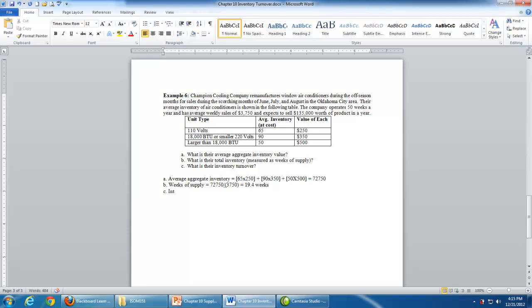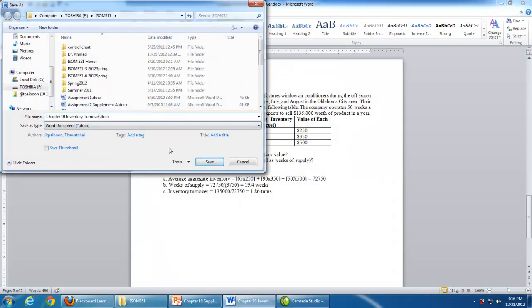Now let's look at inventory turnover. You might expect that the turnover will not be very good. It is equivalent to sales of 135,000 divided by average inventory, which is about 1.86 turns per year. Meaning the organization can only sell about 2 turns per year. Not a very productive organization. Let's save this as maybe a key or something.